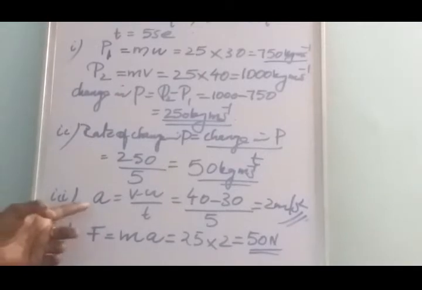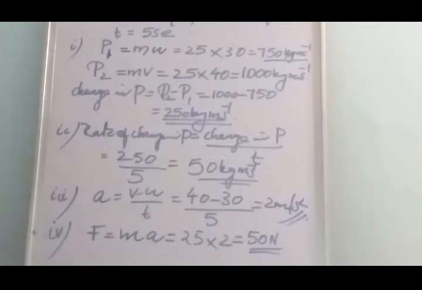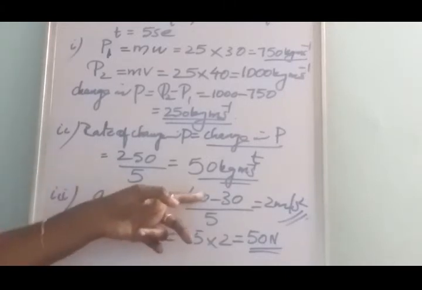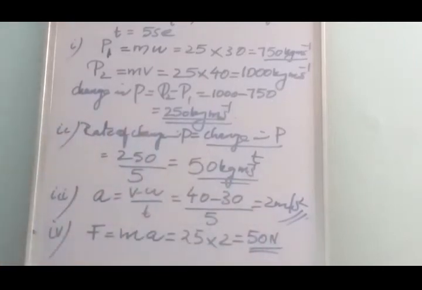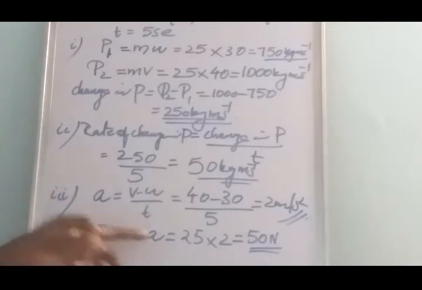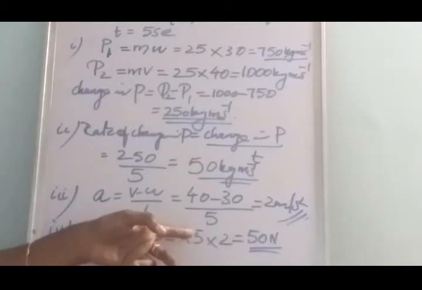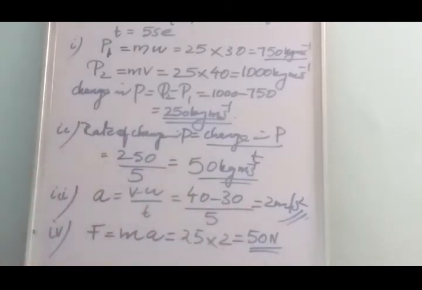Next we have to calculate acceleration. All of you know the equation for acceleration: change in velocity by time, that is v minus u by t. The final velocity 40 minus 30 by 5 gives 2 meter per second square. The next we have to find the force. F equal to m into a, so 25 into 2, that is 50 Newton. Is it clear for you?